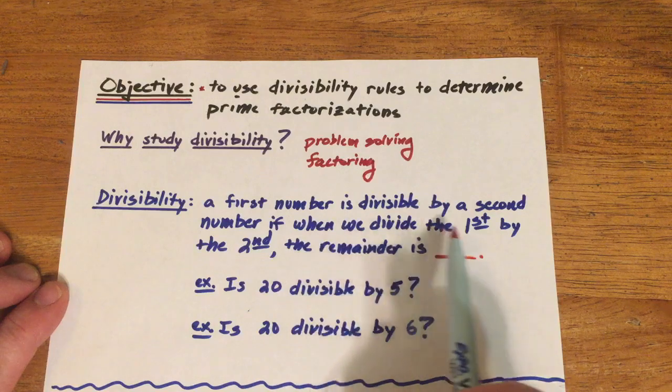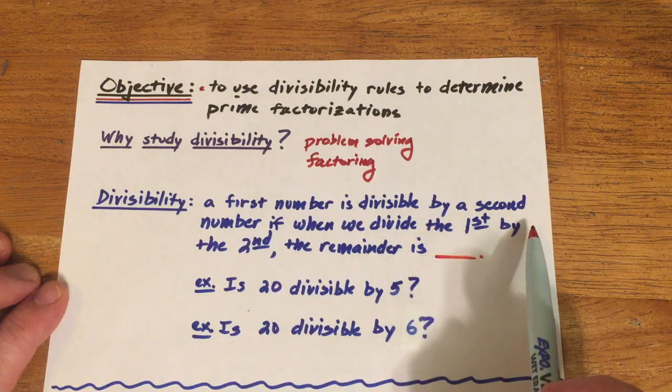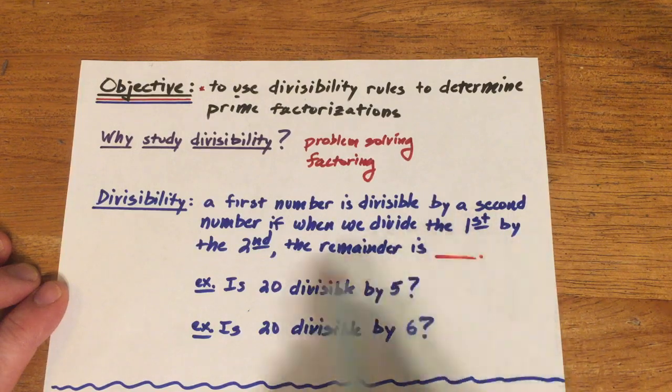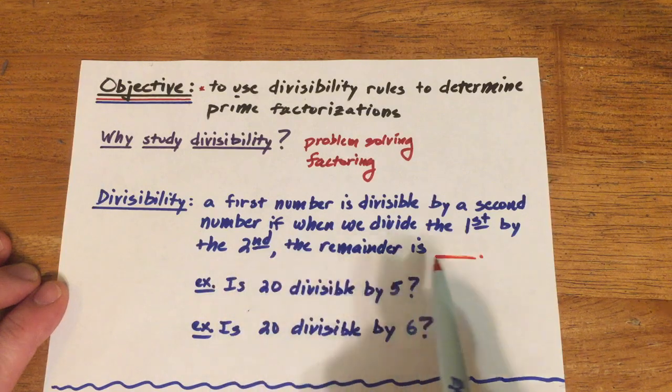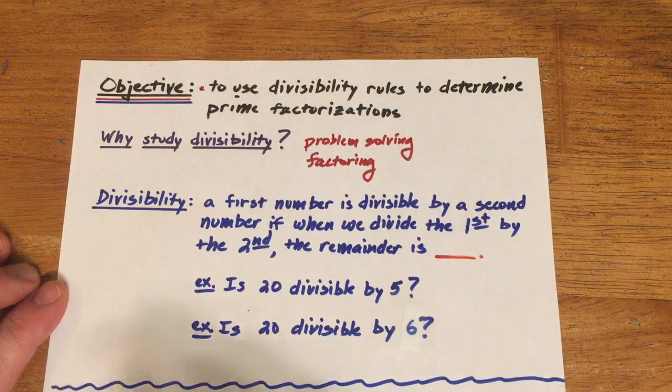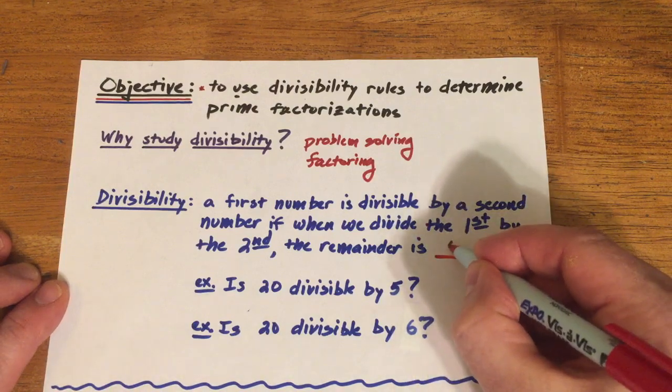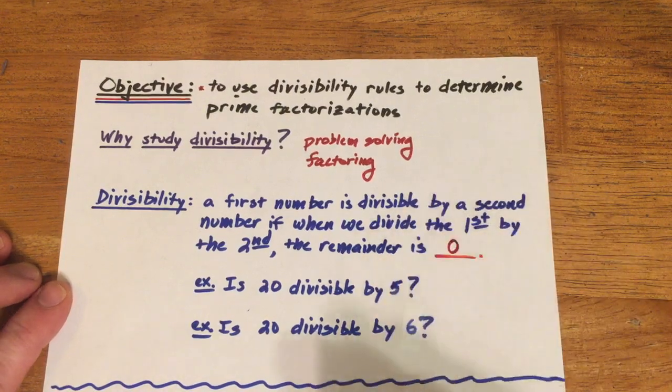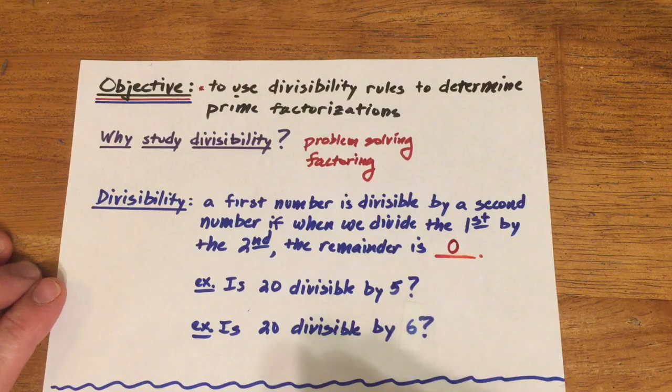A first number is divisible by a second number if when we divide the first by the second, the remainder is blank. What goes in the blank? Think about it. Okay, hopefully you put in the number 0. Hopefully that's what you thought about. Let's take a look at an example.